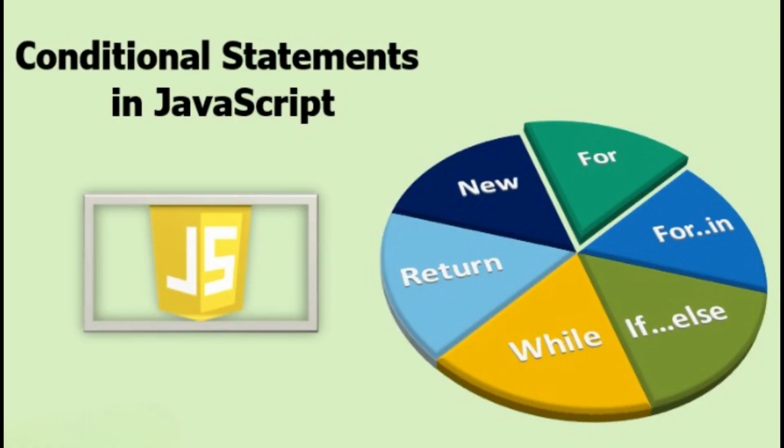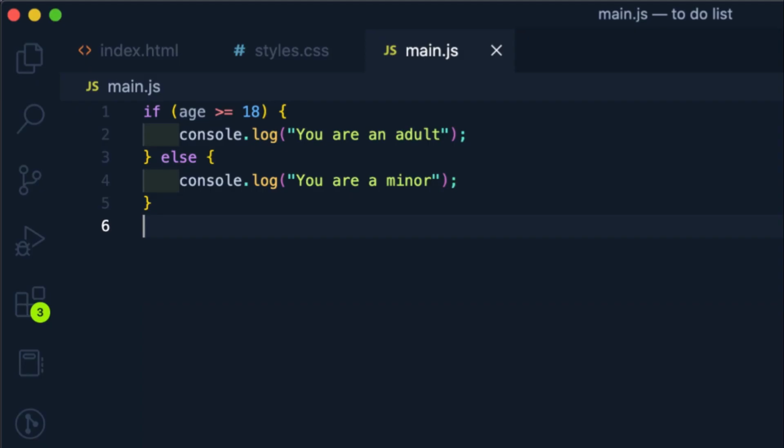Number 4. Conditional statements. Conditional statements allow you to execute code based on certain conditions. The most basic conditional statement is the if statement. In this example, we use an if statement to check if the value of the age variable is greater than or equal to 18. If the condition is true, the code inside the first block is executed and the message you are an adult is logged to the console. If the condition is false, the code inside the else block is executed and the message you are a minor is logged to the console.